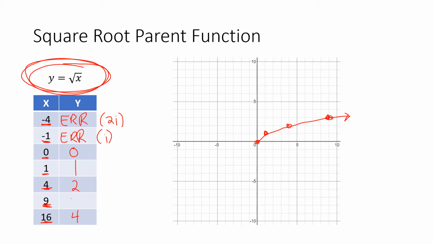So the square root parent function starts at the origin, at (0, 0), and it just makes this arch going up and over to the right. Now, that is the most basic square root function that you can have. What we're going to look at next is how you take that function and move it up and down and left and right.